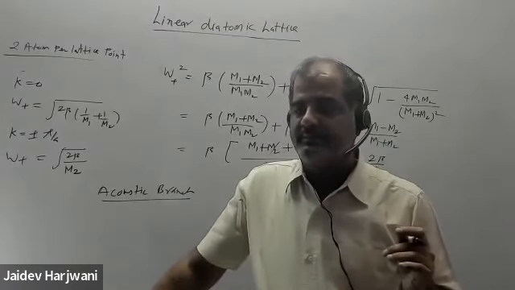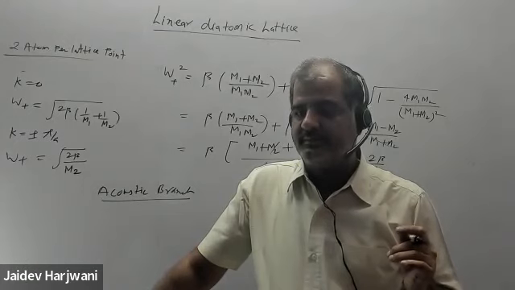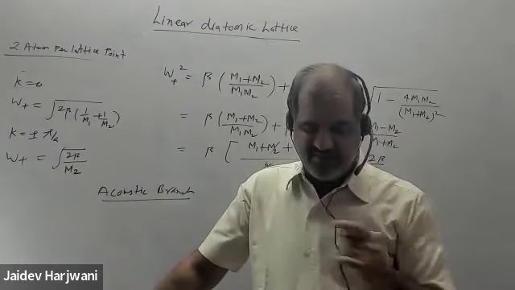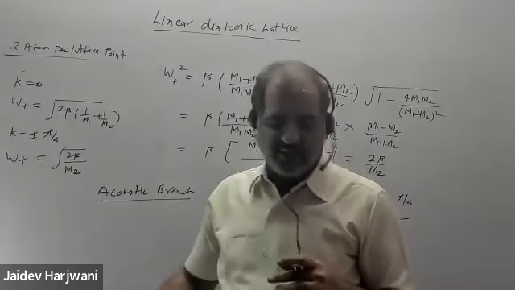I said the frequency of the optical branch will be between omega plus equal to root 2 beta by m2 and root 2 beta into 1 by... We'll see. We'll plot a graph now. We'll see what is the range for optical and acoustic.